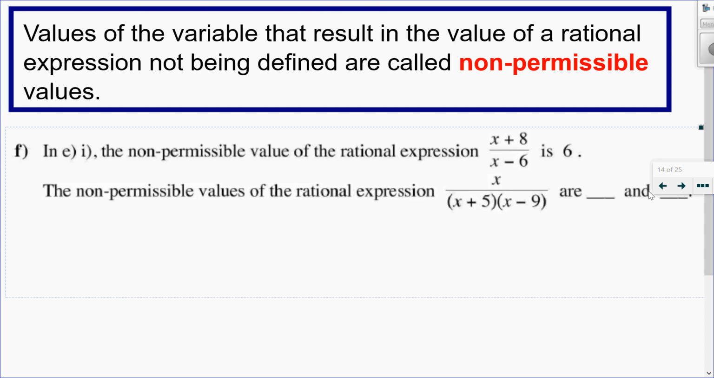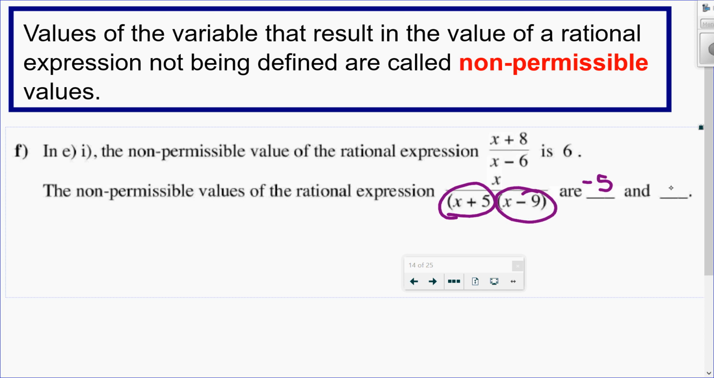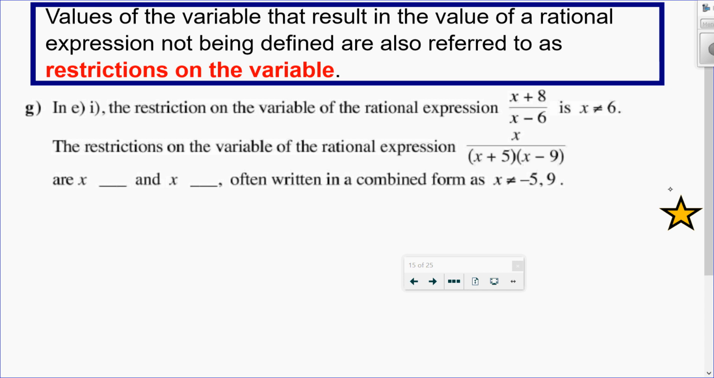Values of the variable that result in the rational expression being divided by 0, not being defined, are called non-permissible values. Okay, so for example, let's look at this one here. Non-permissible value, the opposite of a positive 5 is a negative 5. And the opposite of a negative 9 is a positive 9. So those are my non-permissible values.